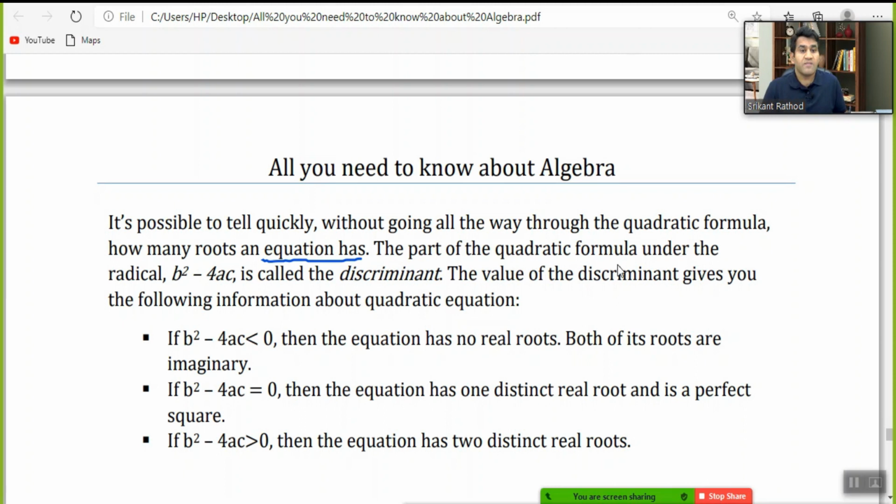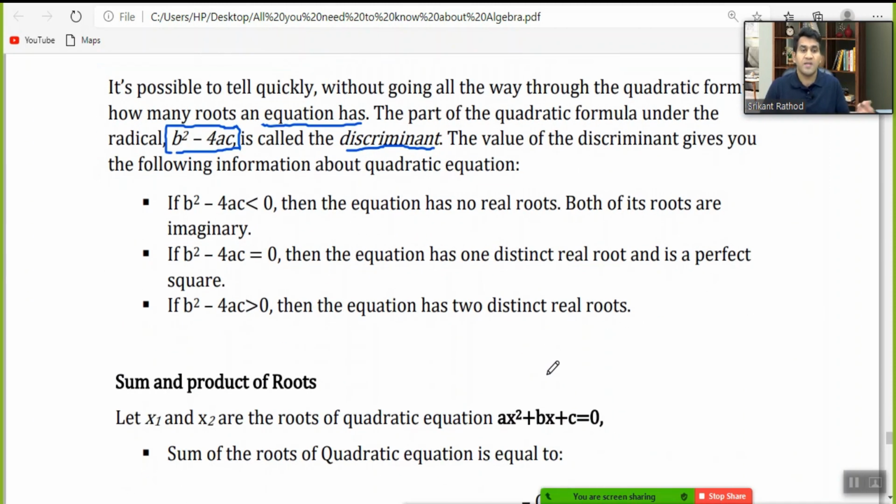The part of the quadratic formula under the radical, that is the square root, that is b square minus 4ac, this term is called the discriminant, and the discriminant decides whether the given quadratic equation has solutions or not. If it does, how many, and so on, right? So here we have to consider three situations to identify whether the given quadratic equation has solutions or not. The first thing here is, if b square minus 4ac is less than 0, it means the discriminant value is less than 0, or under the square root is negative.